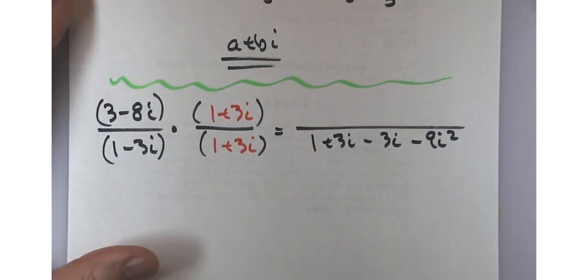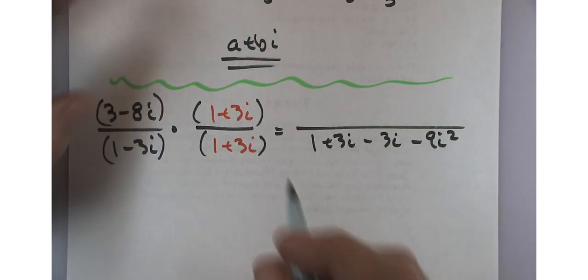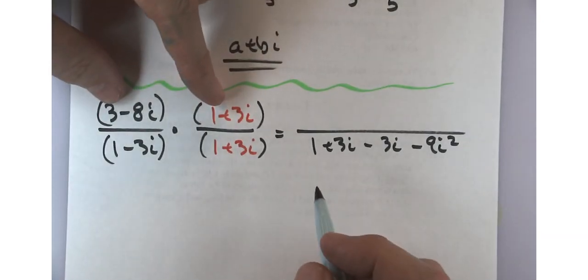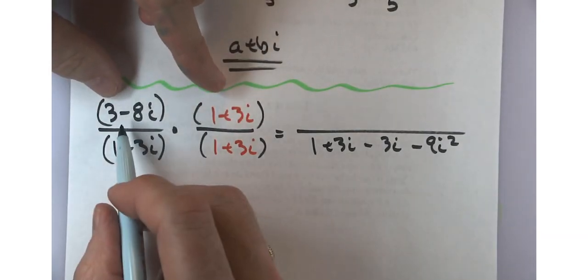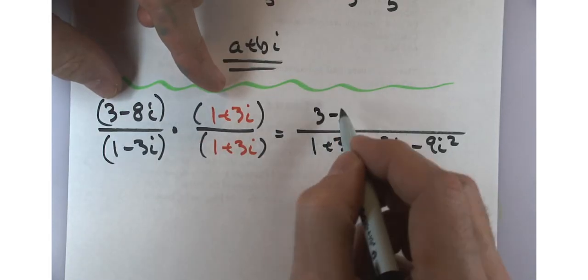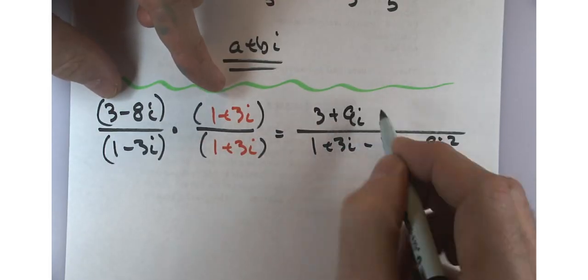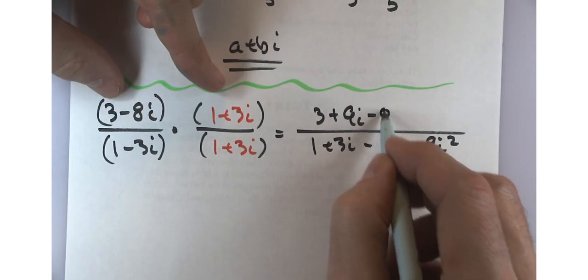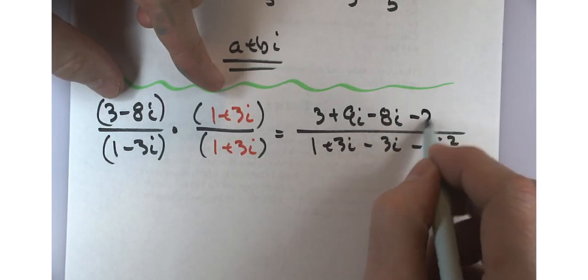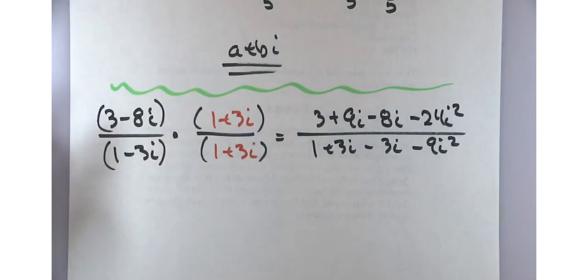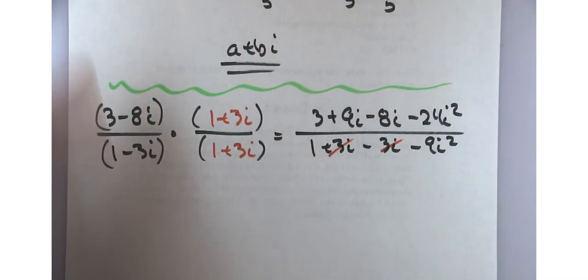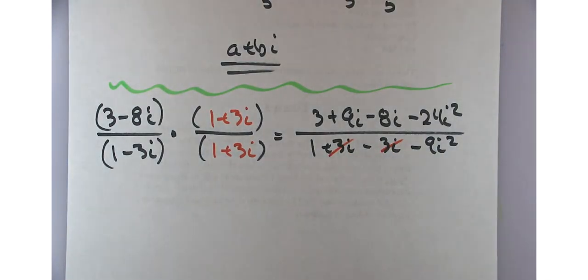How about the numerator? Riley, can you help me multiply out the numerator? 3 plus 9i, good, minus 8i minus 24i squared. Nice. And I always appreciate when people give me the i squared. Thank you so much. Again, the typical simplification in the denominator. Those two terms cancel each other out.